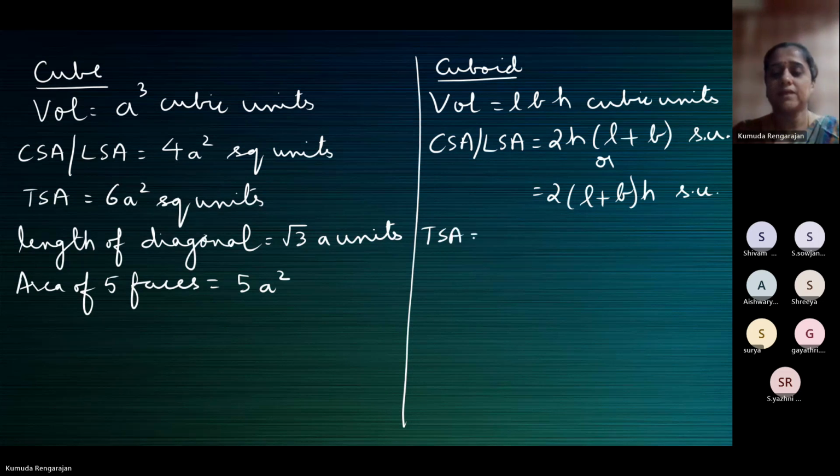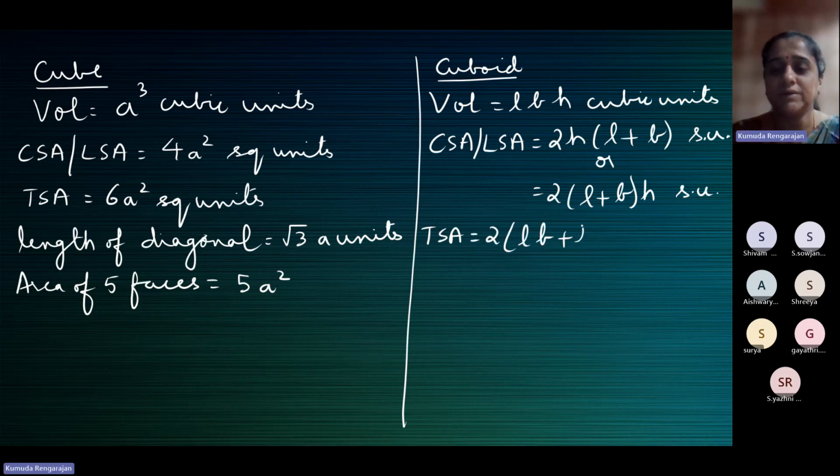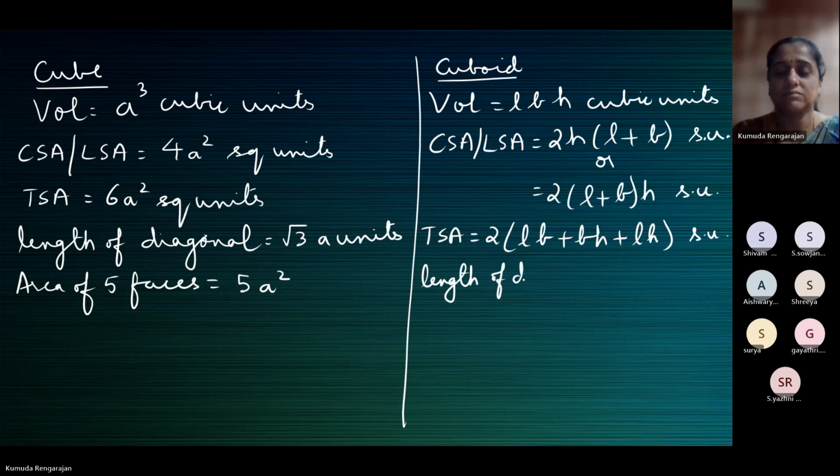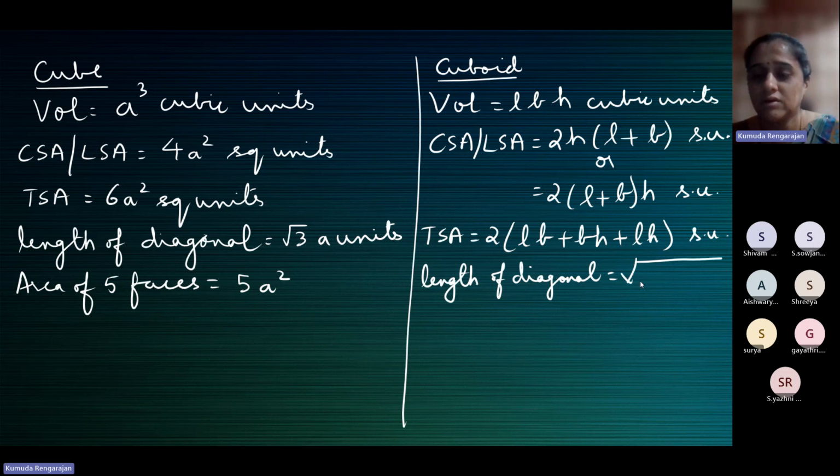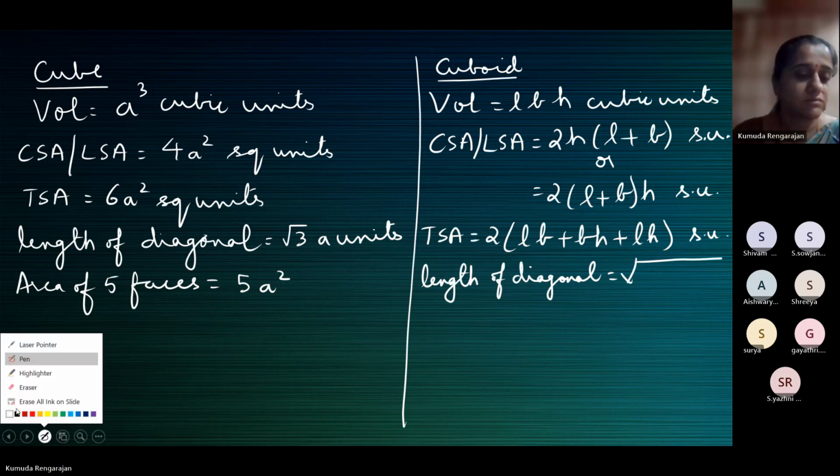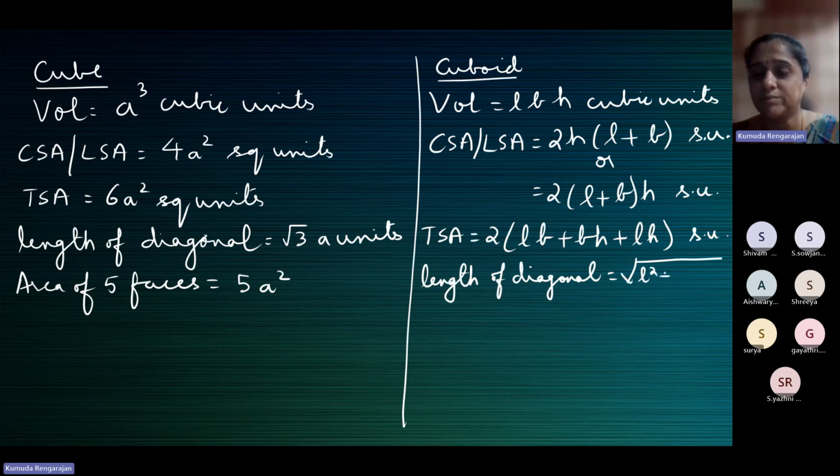Total surface area. 2 into LB plus BH plus LH square units. Length of diagonal. So today, before the next class, please memorize the formula, children. Length of the diagonal is given by root of L squared plus B squared plus H squared units.